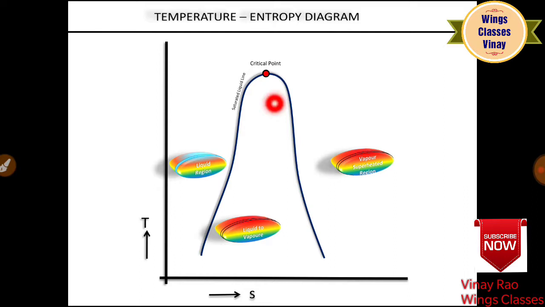This is the saturated liquid line. From the critical point, this is the saturated liquid line and this one is the saturated vapor line. So from the critical point two lines arise. One is saturated liquid, that means at this line all the molecules are in the form of liquid, and in the saturated vapor line all the molecules are in the form of dry saturated vapor.